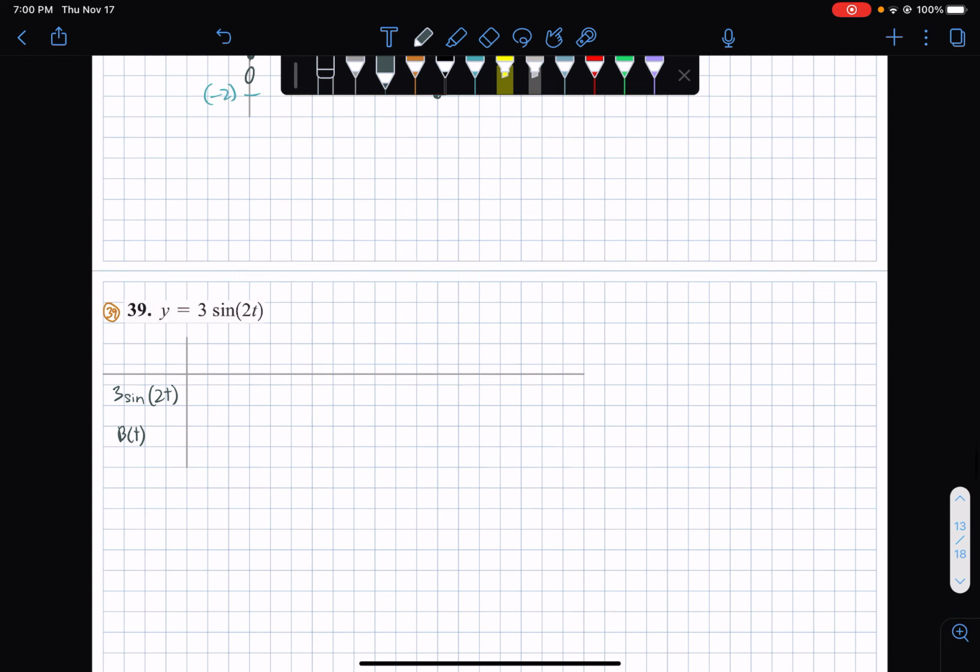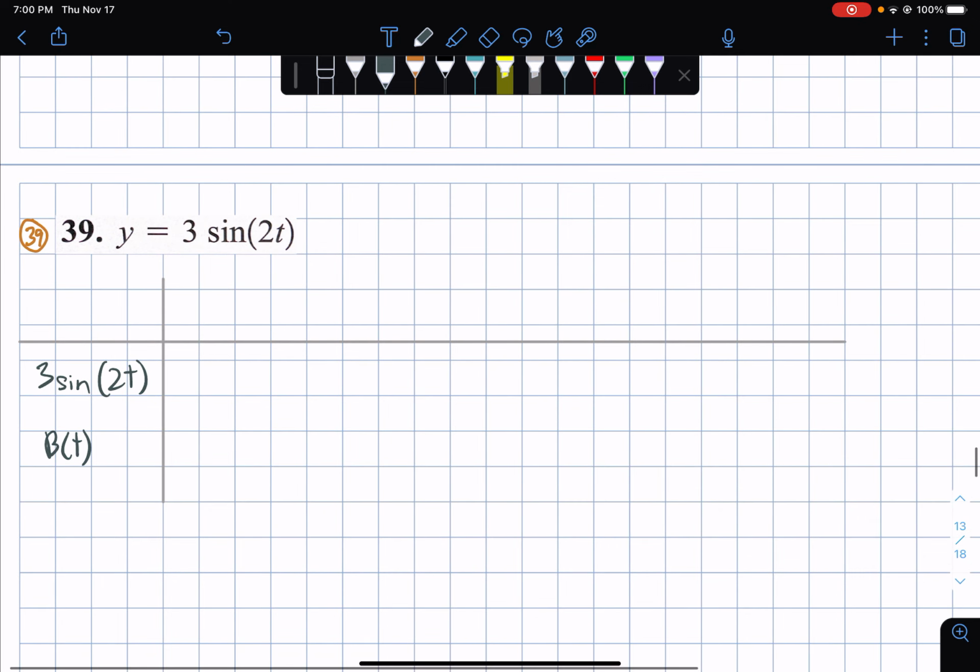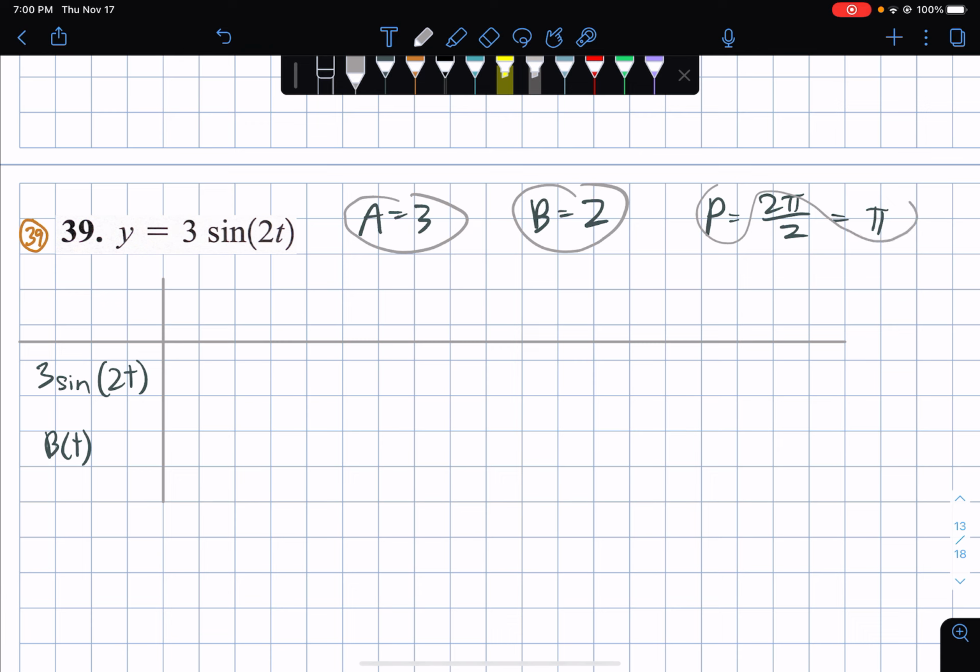Let's move to number 39. Y is equal to 3 sine 2t. Amplitude is 3. The b variable is 2. The period is therefore pi. So for the t variables, we start from 0. We end with pi. Pi divided by 2 is 1 over 2 pi. 1 over 2 pi divided by 2 is 1 over 4 pi. Here we have something over 4 pi. Definitely 3 over 4 pi.